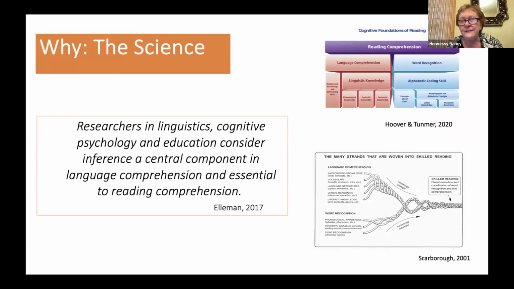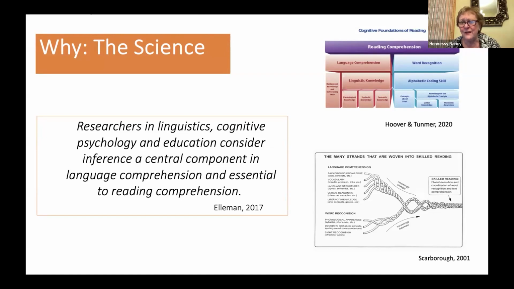And if you want to read some really thorough and very good research on inference, particularly as students move through the grades up into middle school, take a look at Amy Elleman's work. She's at Middle Tennessee State University, right? She's done lots of meta-analyses. Researchers in linguistics, cognitive psychology, and education consider inference a central component in language comprehension and essential to reading comprehension.